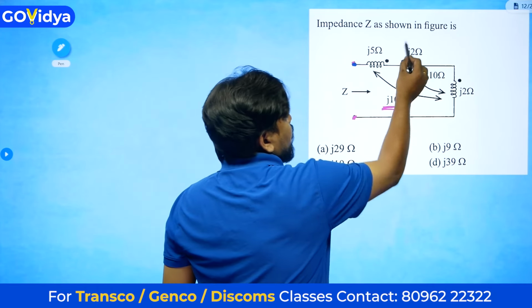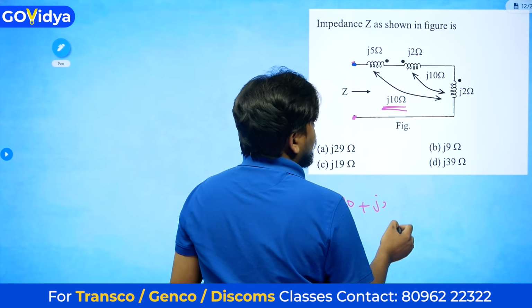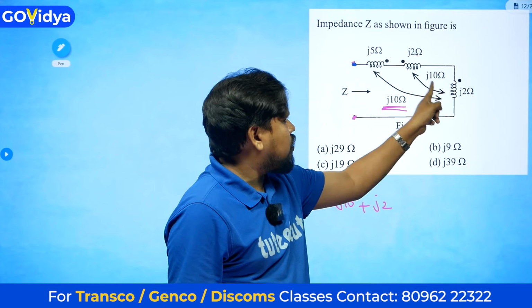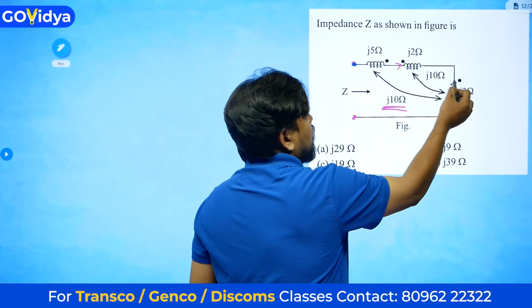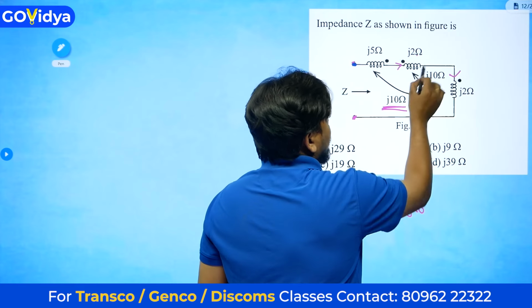Next, this element. First self inductance, so this is J2. Now, any mutual is there? Mutual is present, so J10. Is it aiding or opposing? Here entering, here also entering, so no problem. Plus J10. So this element is over.